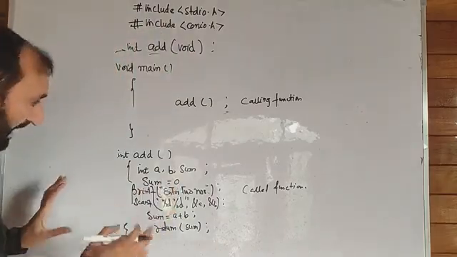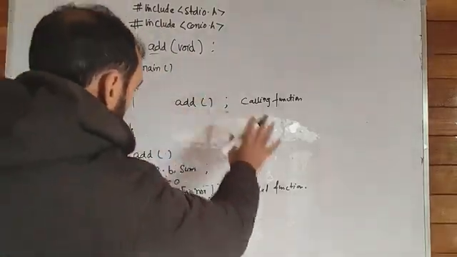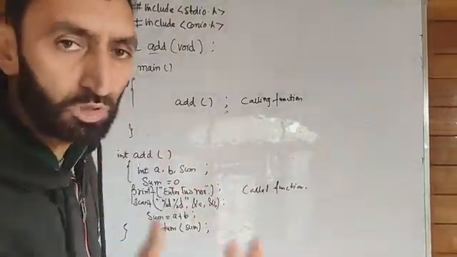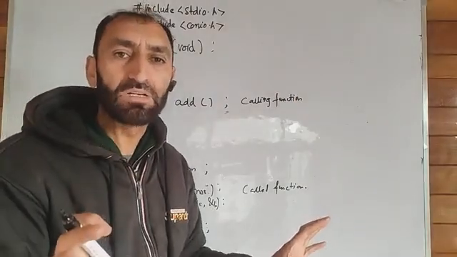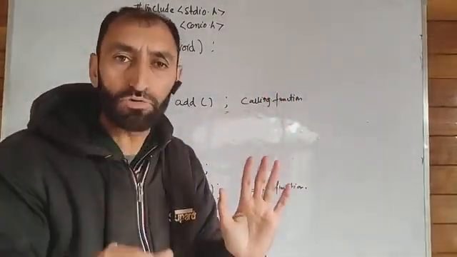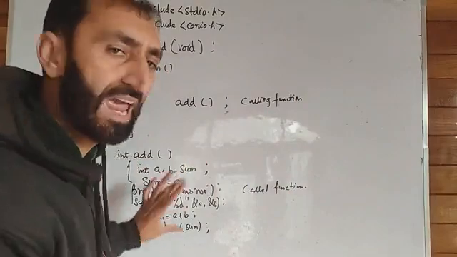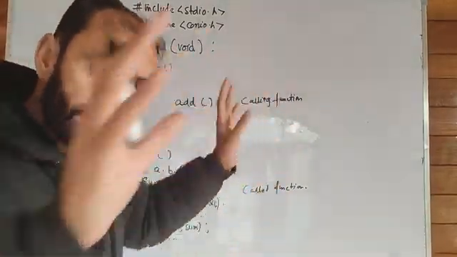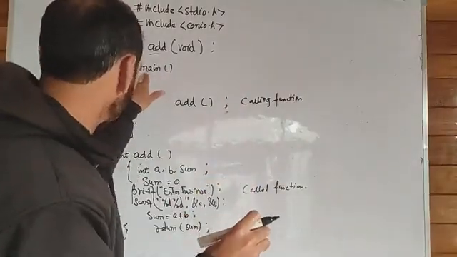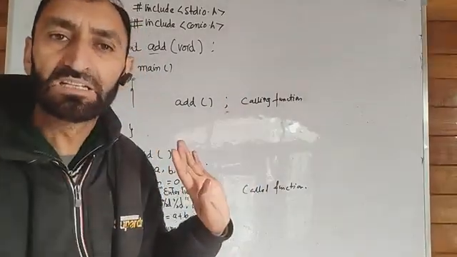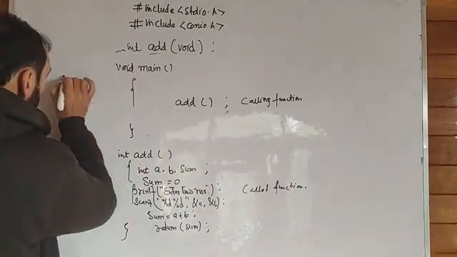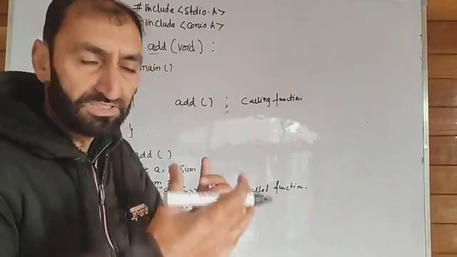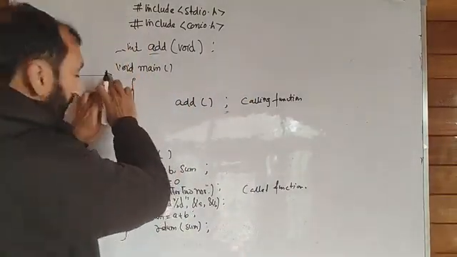First of all, take care. We will discuss the working of this function. I have already told you that the execution of the program in C starts from the main and ends at the main function. Go here, control will stop here.